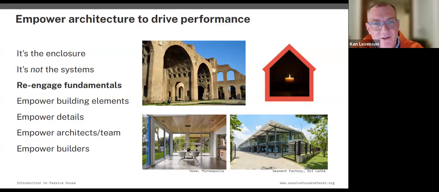We deal with gravity all the time. We don't fight that. Now we're just dealing with energy and thermal comfort in a fundamental way.